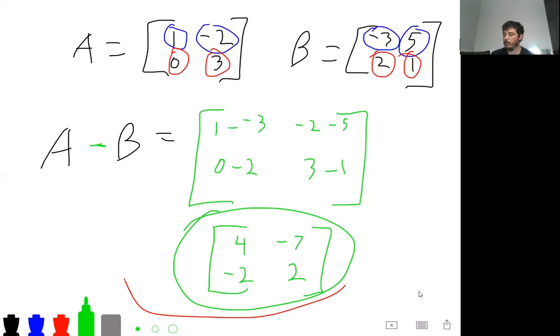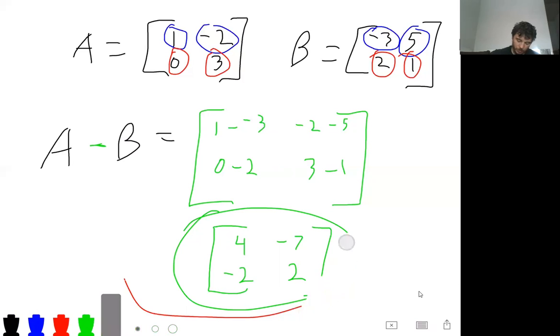Okay. Hopefully nothing too confusing about that. Simply adding and subtracting. Again, as long as our matrices have the same dimensions, we're going to be able to add and subtract.